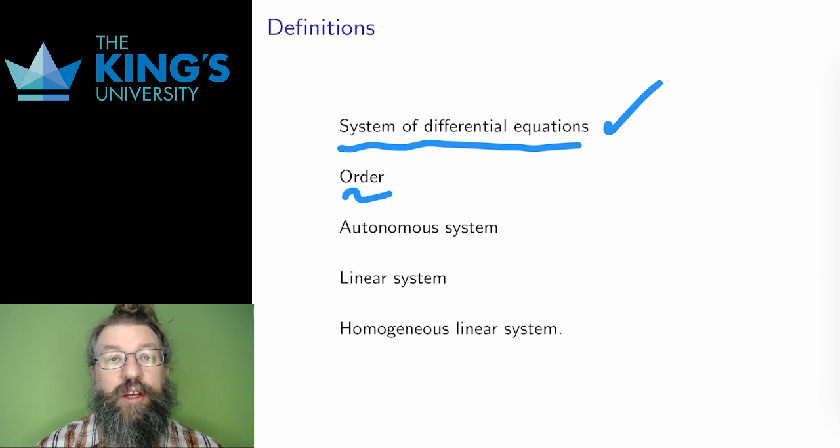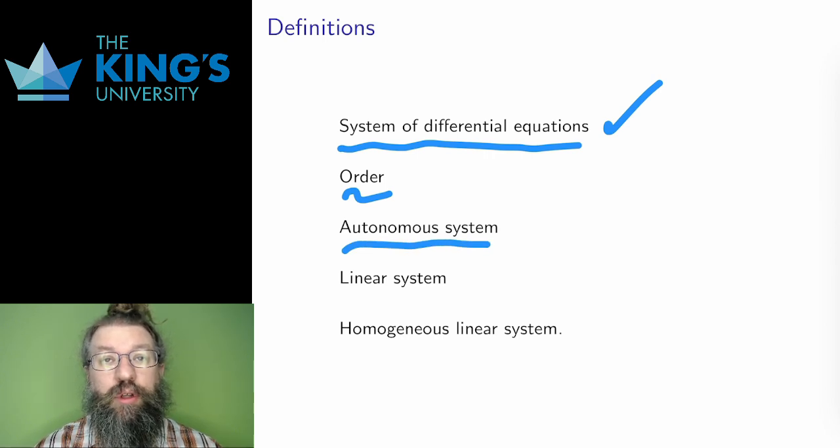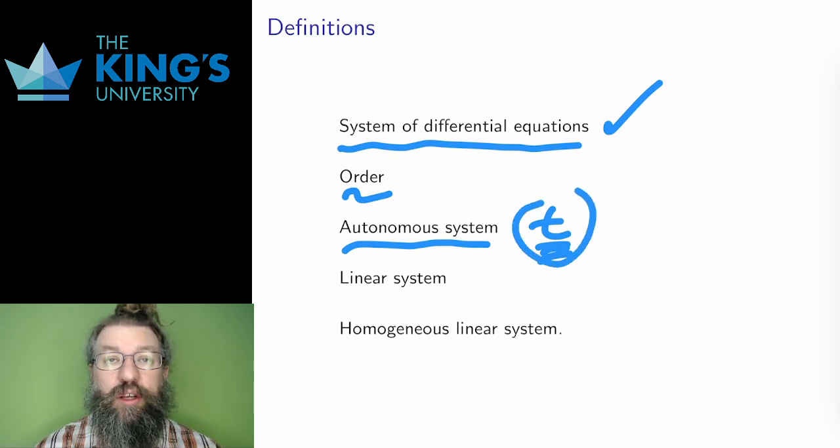An autonomous equation was one where the independent variable didn't show up. In a system of differential equations, there is still only one independent variable. All of the functions depend on the same variable, usually time. For a system to be autonomous, it just means that every single equation in the system is autonomous. The independent variable, remember that it's one unique independent variable, even though there are many functions. The independent variable doesn't show up anywhere in any of the equations by itself.